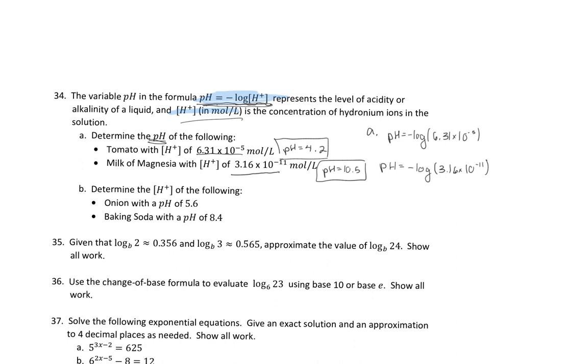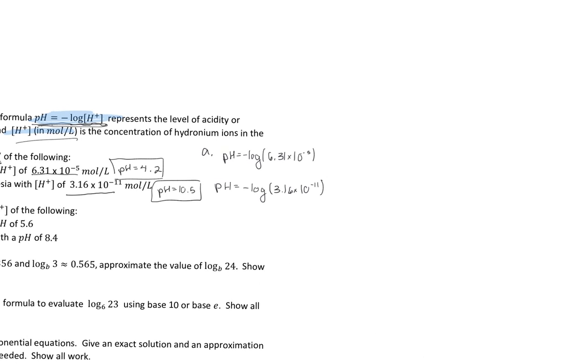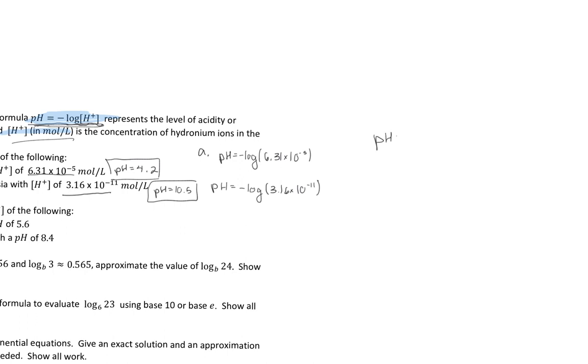And then moving on to part B, we are given the opposite information. We're given the pH and we need to determine the H plus. So to solve this, we're going to need to do a little bit of rearranging of the original formula. I have pH equals the negative log of the H plus concentration, and we want to solve for that. To undo the log, we're going to raise 10 to the power of everything. So I have 10 to the pH is equal to 10 to the negative log of that H plus.